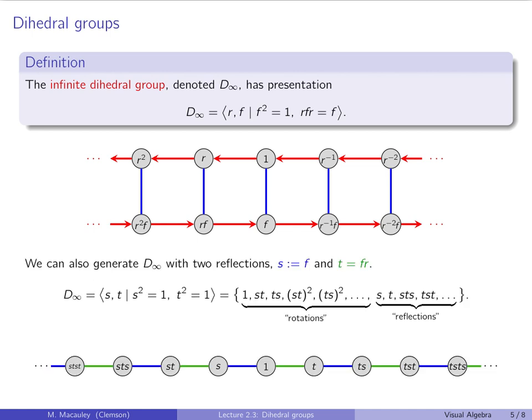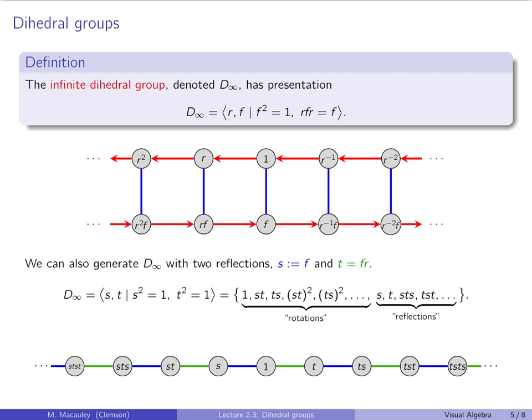We can also generate D infinity with 2 reflections that I'll denote with s and t as well. So these are f and fr. That's one choice with the previous presentation. And I say reflections, not just because that's the analog of what's happening with Dn. We don't have an infinite n-gon, but also in the frieze case, these actually are 2 reflections across consecutive axes.